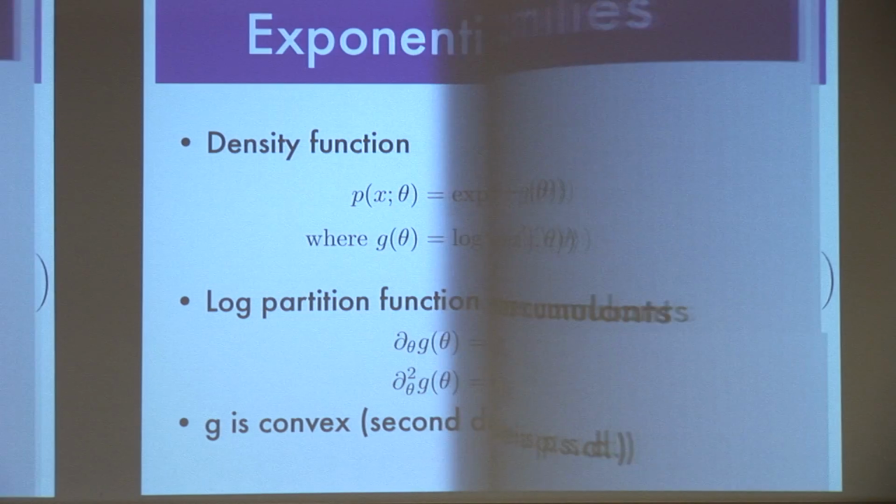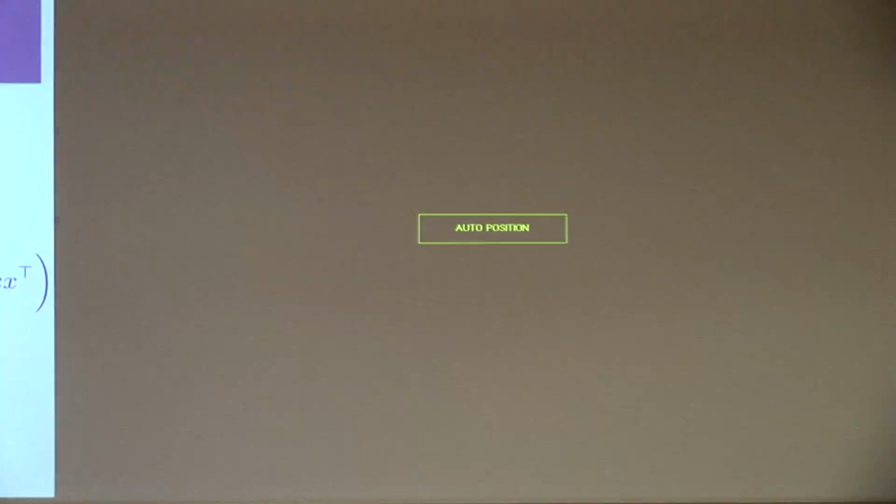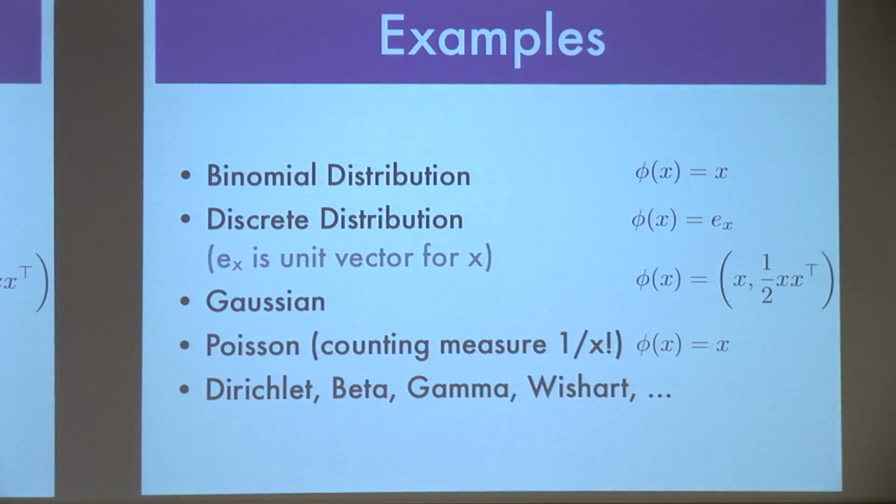Okay, so let's look at a few examples. The simplest one we already saw before, the binomial distribution, where phi of x is x, and x is drawn from the set of 0 and 1. A discrete distribution would be if we just have phi of x as the unit vector e_x. And a more interesting one is the Gaussian. Actually, let me quickly show you why we get the Gaussian. That might be instructive. Everybody knows what a Gaussian looks like, right?